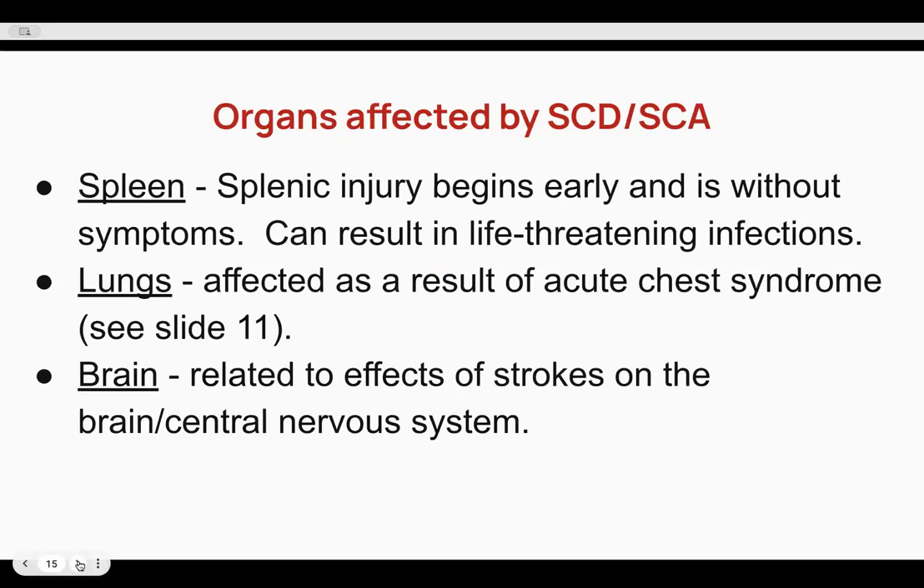Organs that are affected by sickle cell disease, the spleen is a big one. Splenic injury begins early and is often without symptoms, and it can result in life-threatening infections. The lungs are affected as a result of acute chest syndrome. And again, I'm referring you back to slide 11 because that talks a little more about that. And then the brain is affected related to the effects of strokes on the brain or the central nervous system.